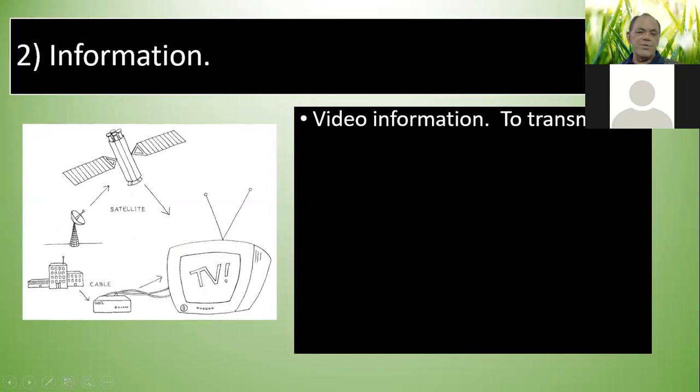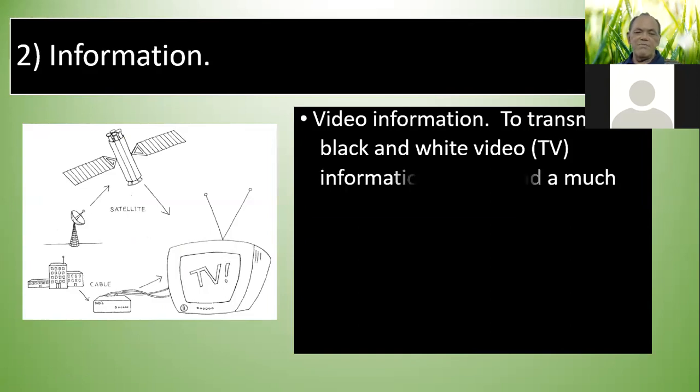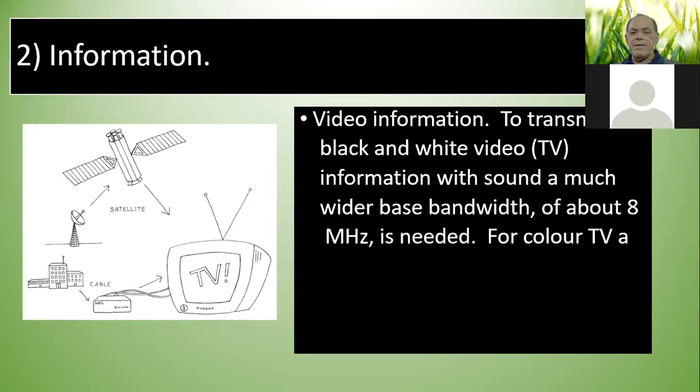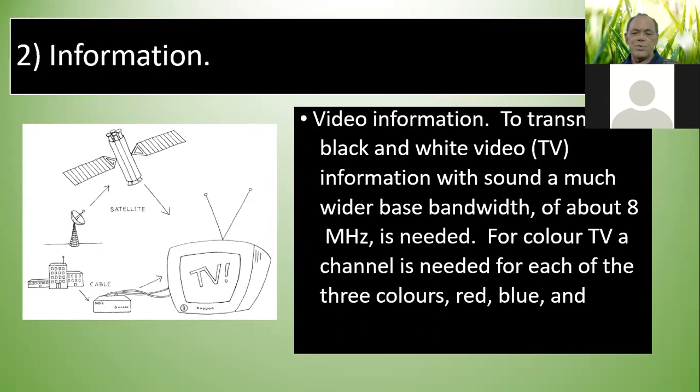Video information. To transmit black and white TV information with sound, a much wider bandwidth is required, about 8 megahertz. For color TV, a channel is needed for each of the 3 colors, blue, red, and green. Each channel is required for a different color, and then we mix that up to get a different color on the television screen. So you can see the bandwidth, or we'll define bandwidth later on, for color TV is greater than black and white. And to send audio is easier, shorter bandwidth than TV.